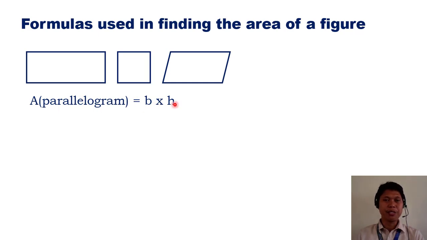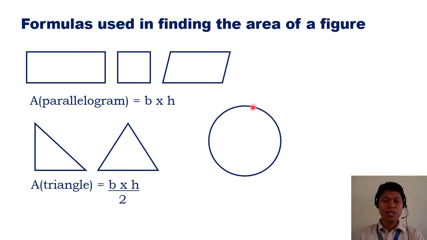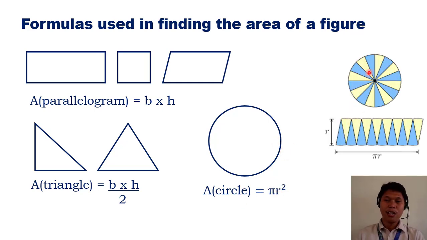The area is base times height. If it is a triangle, it is base times height divided by 2. If it is a circle, it is pi r squared. The derivation of this pi r squared is coming from this. If you take a look at this figure, this is a circle and it is divided into sectors.